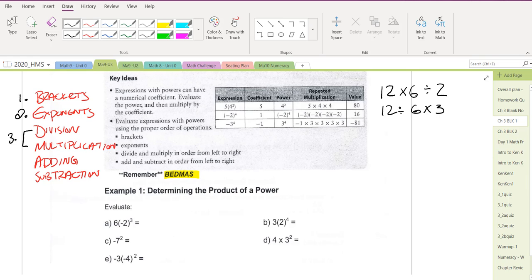At the end of the day, in both of these cases it will give you the same answer, but in some cases it won't. So if you have to choose, you read from left to right, whatever comes first on the left-hand side. And the second one is 12 divided by 6 times 3, so you do the division before the multiplication, because the division came first. Now, that is the basic math rules. That's the convention in which math is written.